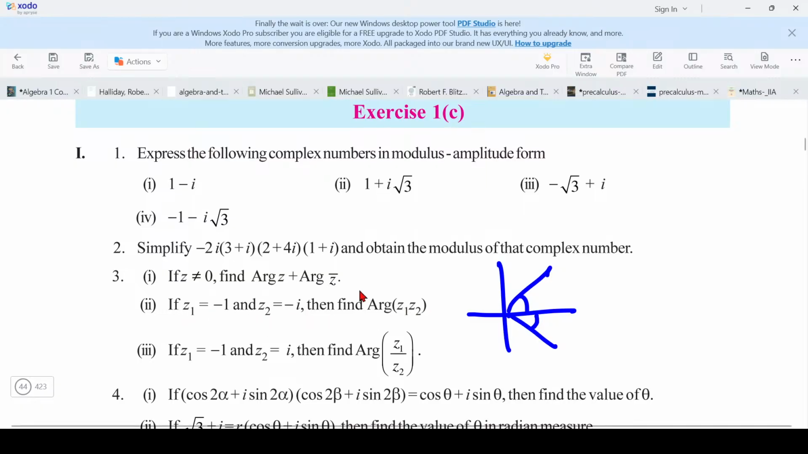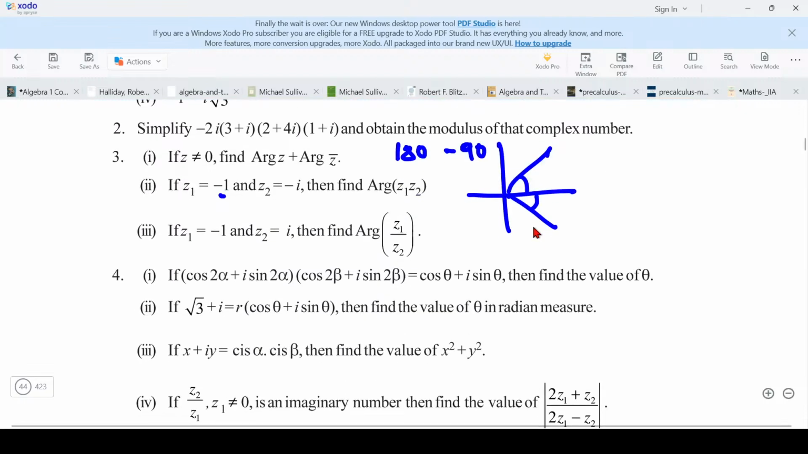Magnitude you multiply, angles you add. What is this angle? Minus 1 is 180 degrees, and minus i is how much? Minus 90 degrees, right? 180 degrees and minus 90 degrees. You just add these two angles because you are multiplying. So this becomes 90. Similarly, this one also. Angles you subtract, right?